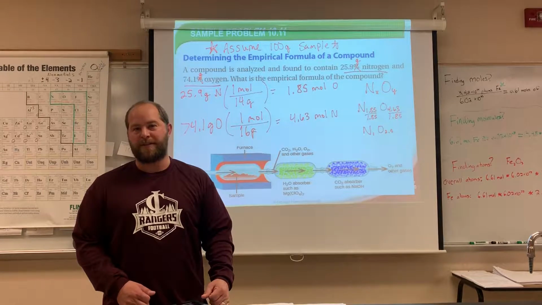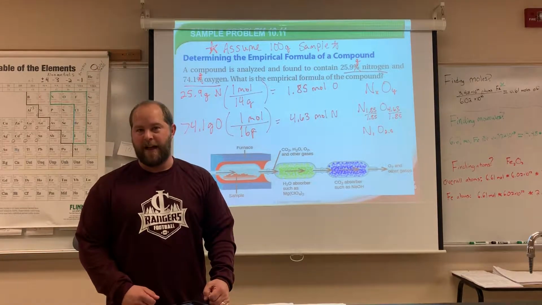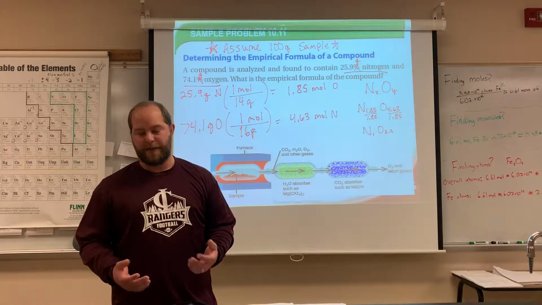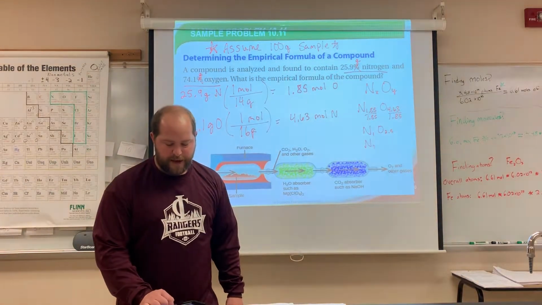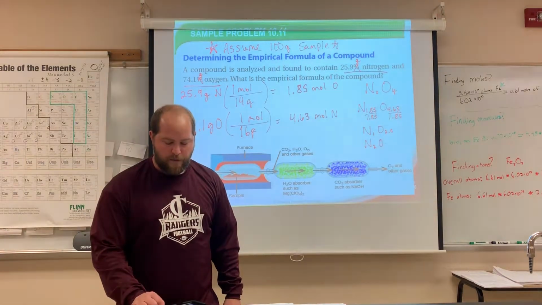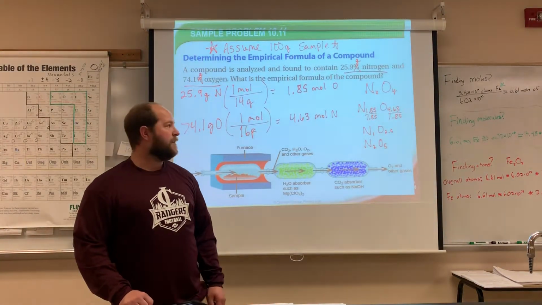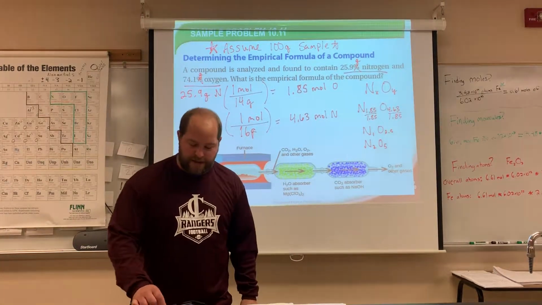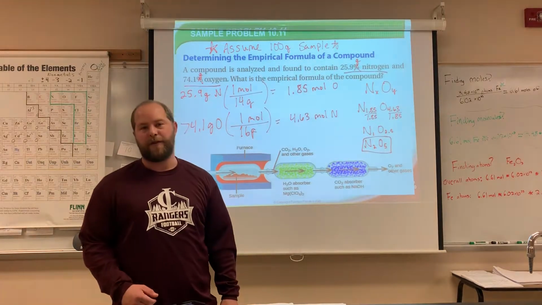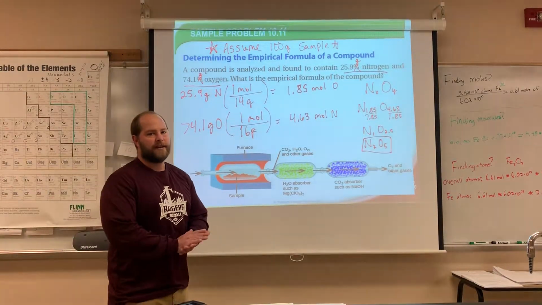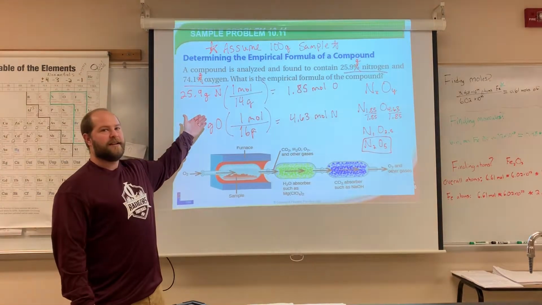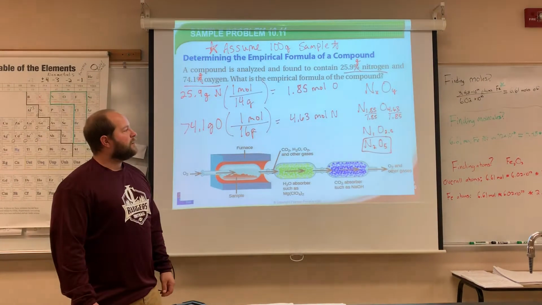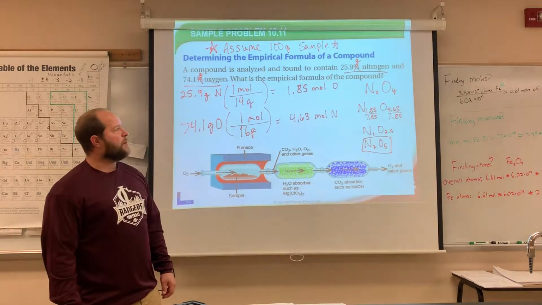We have to do one more step with this one, and it's because we have that half. Well, the easiest way to get rid of the half is to double both subscripts. So in this case, it's going to be N2O5. That is going to be the empirical formula of that sample. So kind of a really neat calculation. We just figured out the empirical formula of the sample just by looking at percent data, which will be found in the lab using a fancy contraption like this.